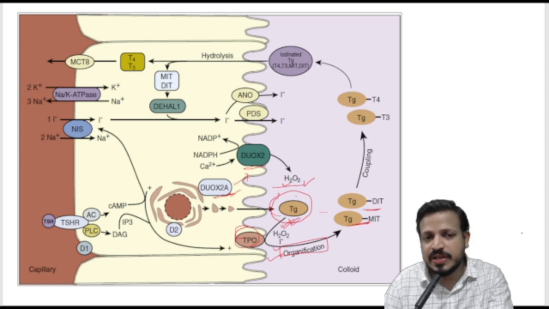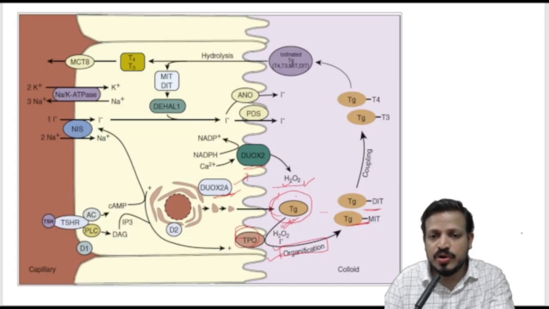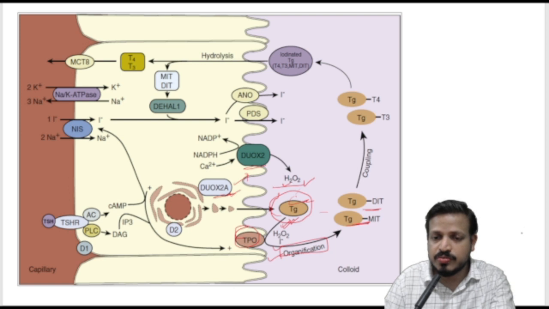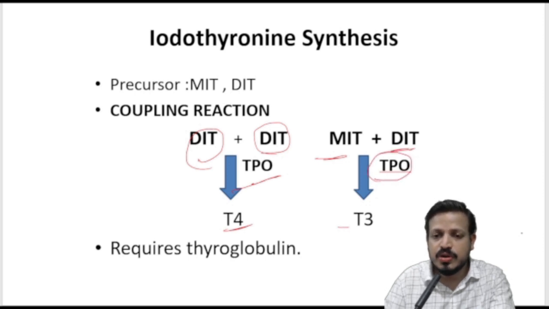And what is thyroglobulin? Thyroglobulin is a 660 kilodalton homodimeric glycoprotein, and it is the storage form of inactive thyroid hormone and iodine, and it is stored as colloid. So in this colloid, thyroglobulin is stored, and when it combines with iodine, it forms monoiodotyrosine and diiodotyrosine. Then after formation of monoiodotyrosine and diiodotyrosine, the next step is the coupling reaction. When two diiodotyrosines are combined in the presence of TPO, thyroxine, that is T4, is formed. And when monoiodotyrosine and diiodotyrosine are combined in the presence of TPO, it forms T3, or triiodothyronine.